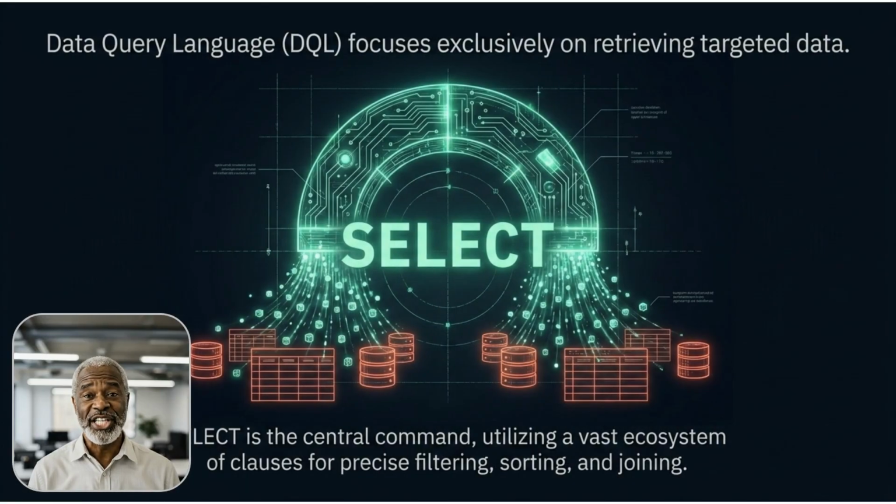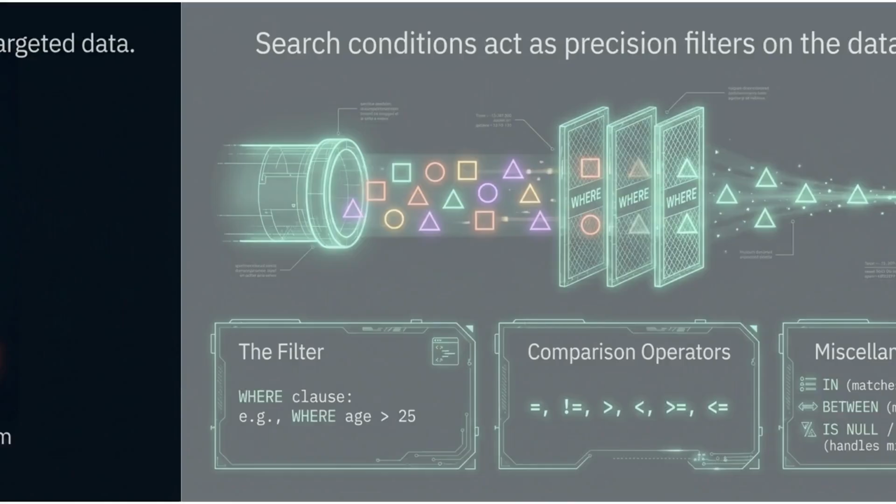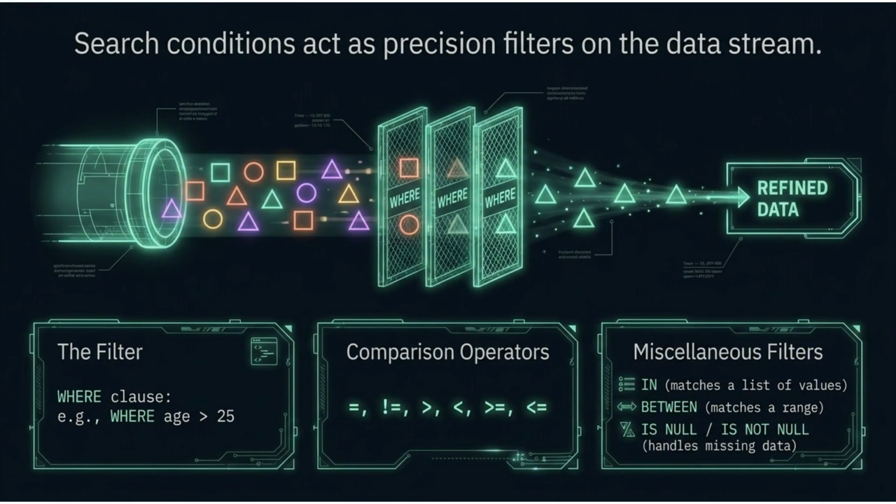Data query language, DQL, focuses exclusively on retrieving targeted data. The central command is select, which uses a vast ecosystem of clauses for precise filtering, sorting, and joining. Search conditions act as precision filters on the data stream. The where clause is the filter, utilizing comparison operators and miscellaneous filters like in and between for refined data retrieval.